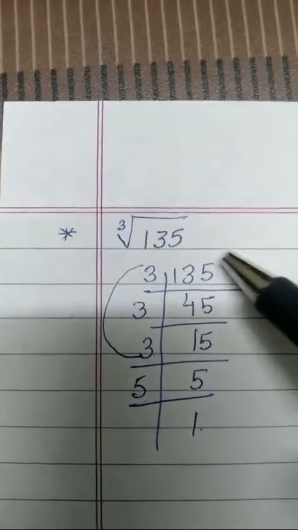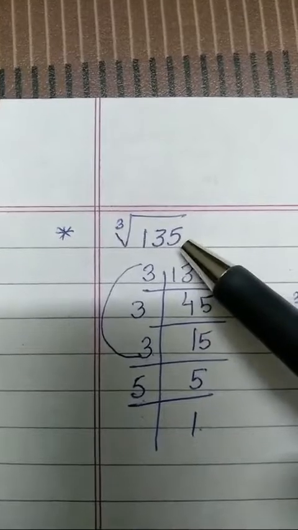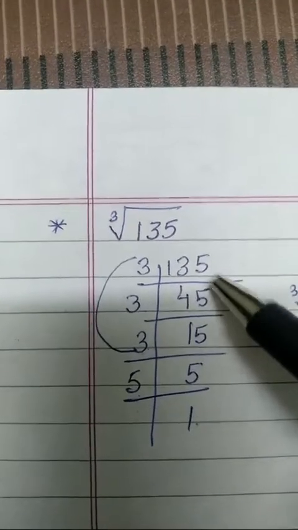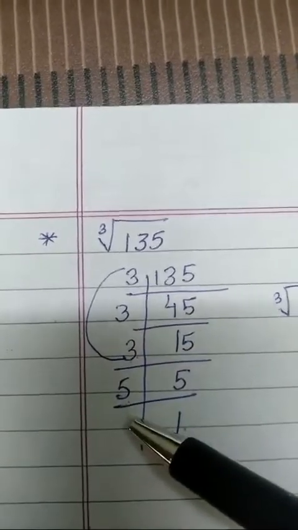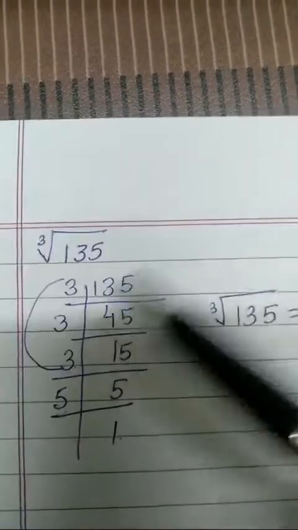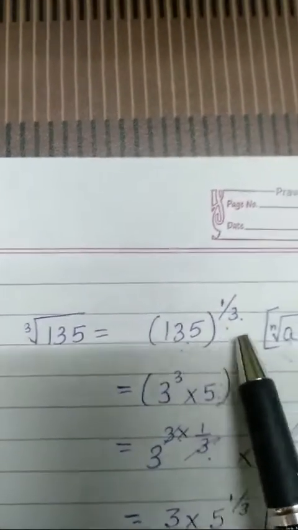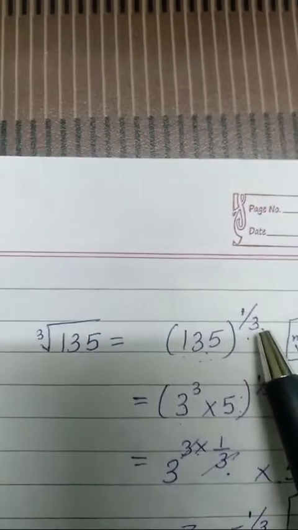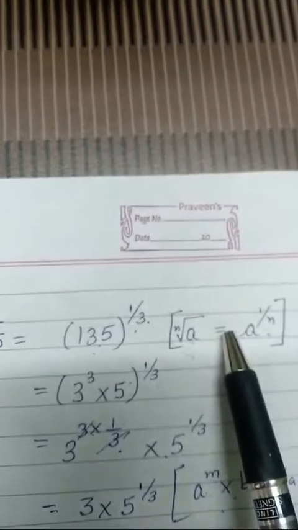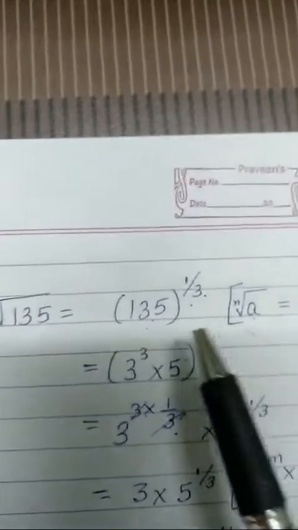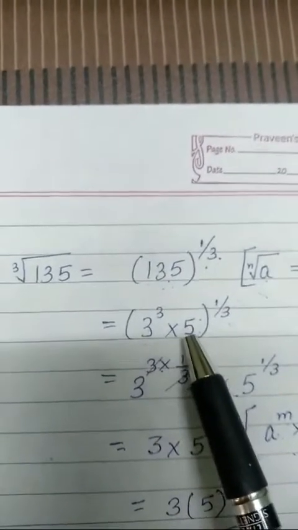Let me take an example. Cube root of 135. Now if we have to find the cube root of 135, first of all we have to take out its prime factors. Now prime factors of 135 are 3, 3, 3 and 5. Now we can write cube root of 135 is equal to 135 raised to power 1 by 3, because we have done a law which says nth root of a is equal to a raised to power 1 by n. Now in place of 135 you can write 3 raised to power 3 into 5.